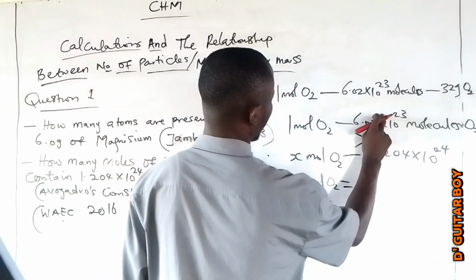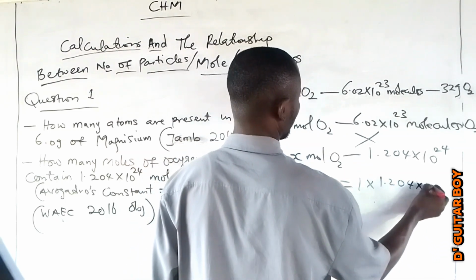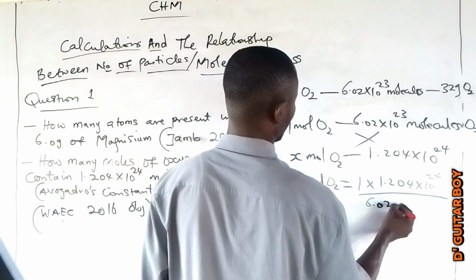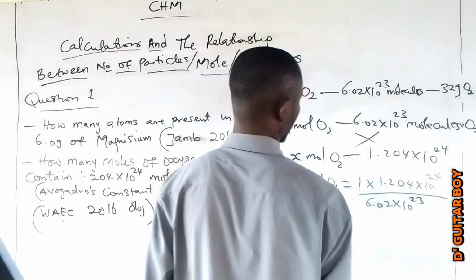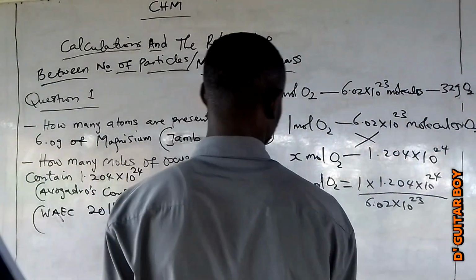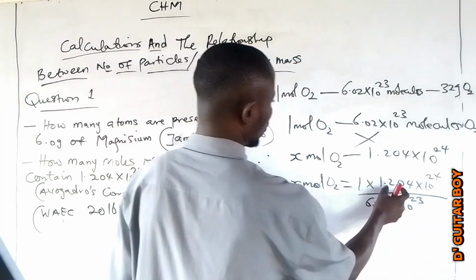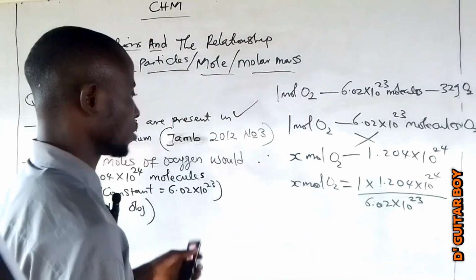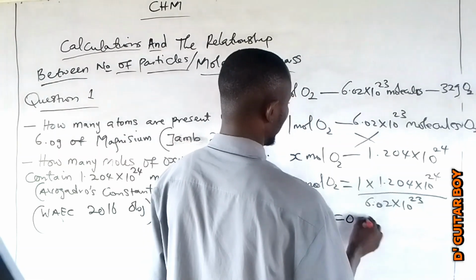So very simple. When you cross multiply, S mole of oxygen molecule is equal to 1 times 1.204 times 10 raised to power 24, all over 6.02 times 10 raised to power 23. 1 times this will still give you the same thing. So just divide whatever you have here by what you have here. When you divide it, it will give you 0.2.